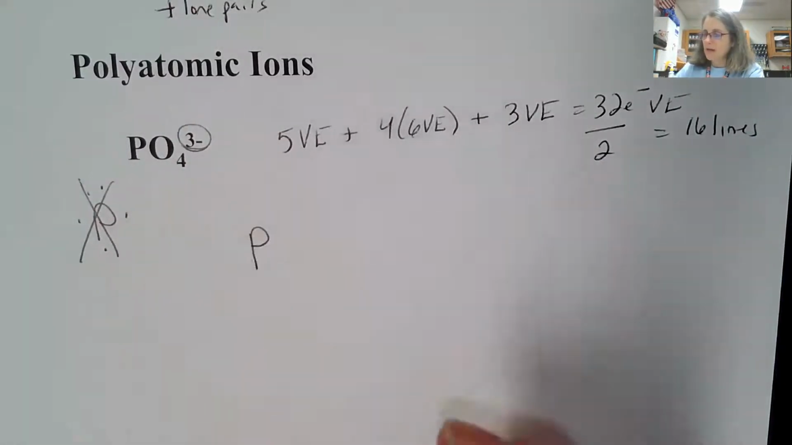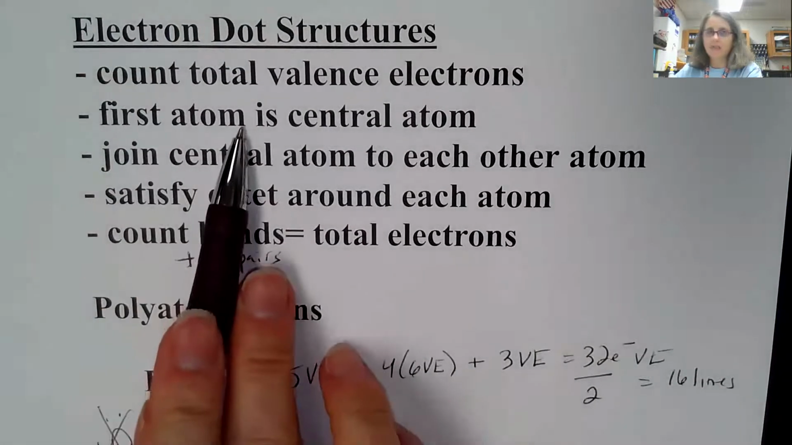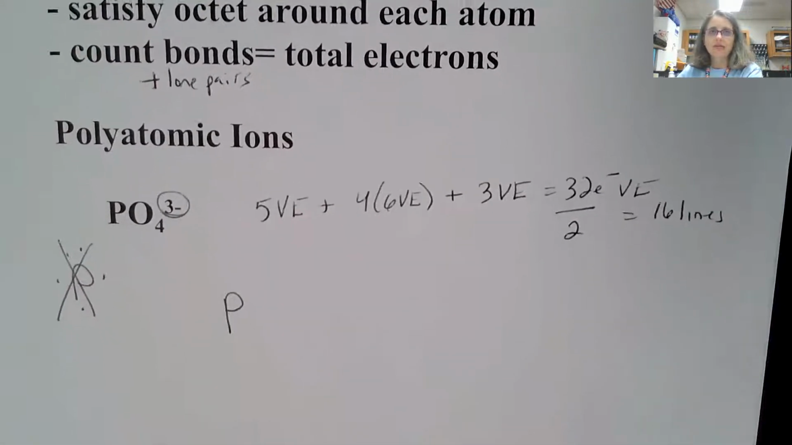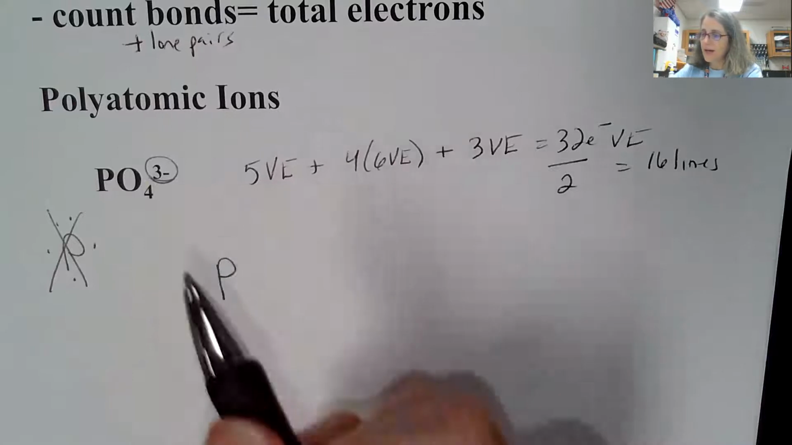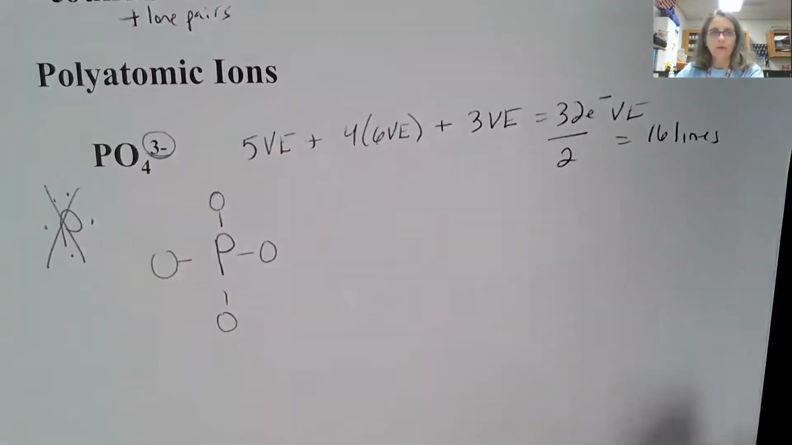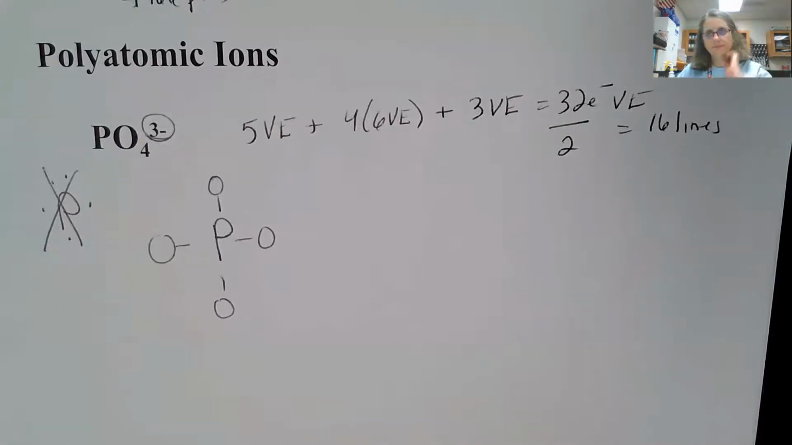So I'm going to put phosphorus in the middle. So I'm going to put the first atom listed as my central atom. Then I'm going to join the central atom to each other atom. So I have 4 oxygens, so I'm just going to draw a single bond of oxygen out that way.